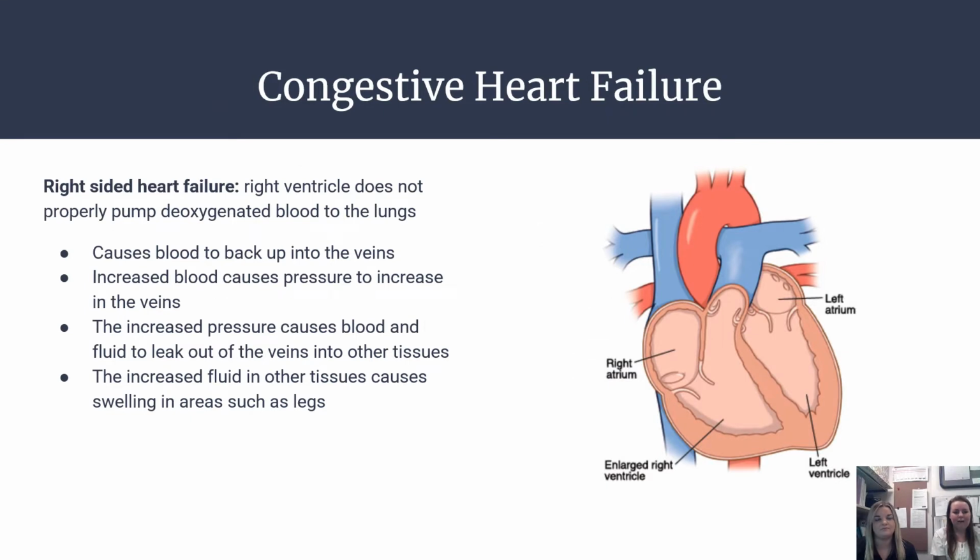There are multiple types of heart failure that we discuss in more detail on the next few slides. Right-sided heart failure is characterized by the right ventricle not pumping properly, causing deoxygenated blood to not reach the lungs. The blood backs up into the veins, which causes increased pressure in the veins. The increased pressure causes blood and fluid to leak out into other tissues of the body, which is called swelling, also known as edema. This edema is commonly found in the legs.